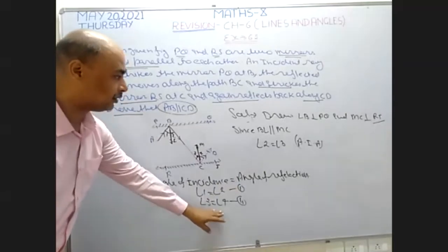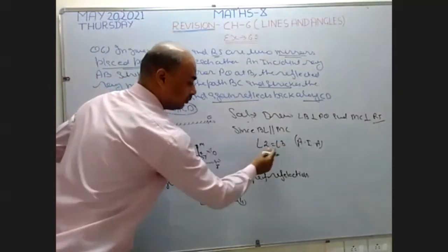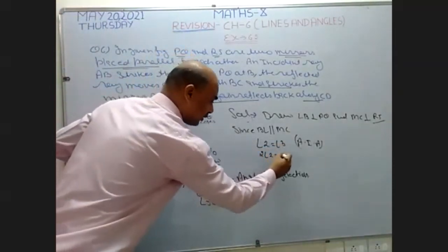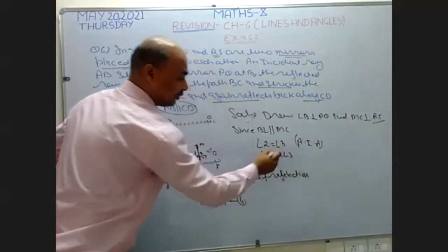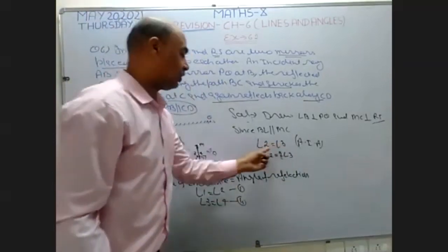Yes, sir. Understood. Okay, so see, what to do here? I want to multiply both the terms by 2. Can I multiply both the terms by 2? I want to multiply these two angles by 2. Okay?